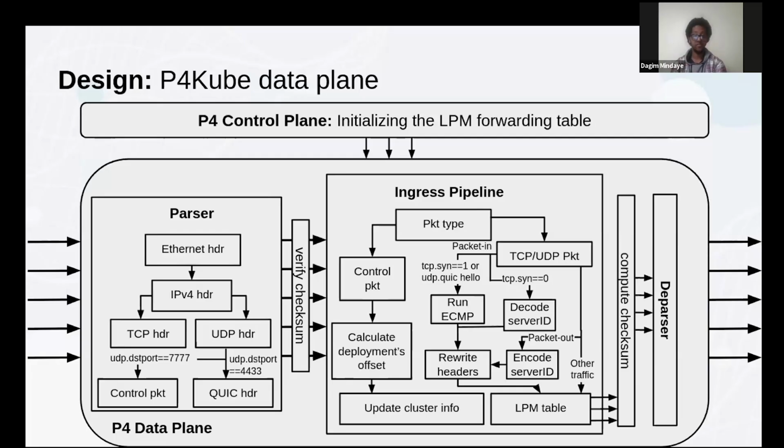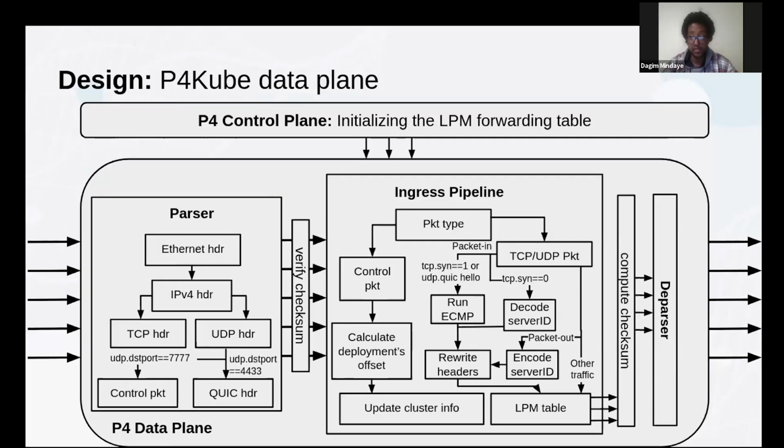If it's 4433, it will know that it's QUIC, and we'll see how this is important because in our project we treat TCP and QUIC differently. We'll see that in a second. And then it will do checksum, and then in the ingress pipeline, we already know what packet type we have. If it's a control packet, it treats it accordingly to do the load balancing. It takes that information and then uses it to update the cluster info.